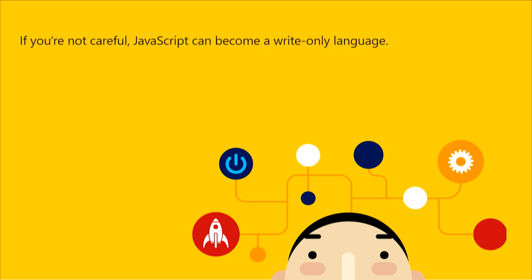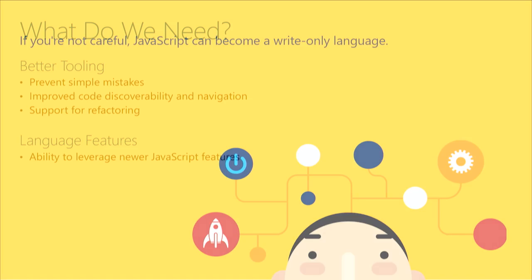Now, if you're not careful with JavaScript, JavaScript can become what's called a write-only language, meaning that it's possible to write JavaScript that can be written, but it's much more difficult to understand and read, which is kind of what you need to do if you want to be able to make a change. This is especially true if you don't have good unit test coverage or decent tooling support.